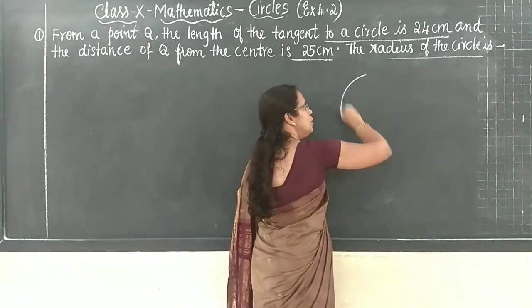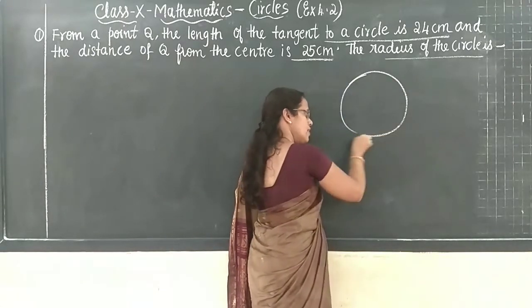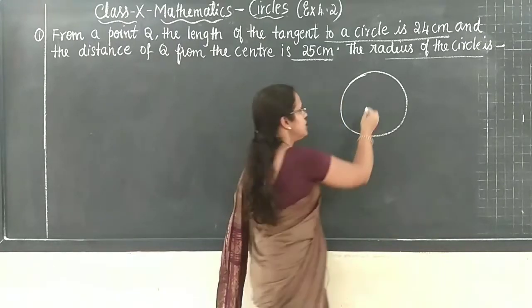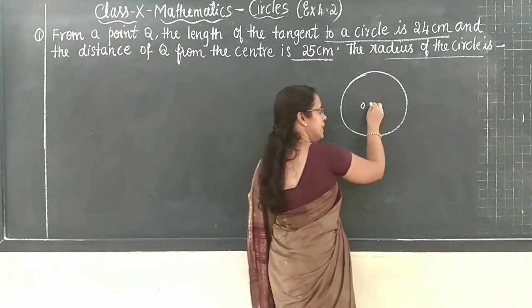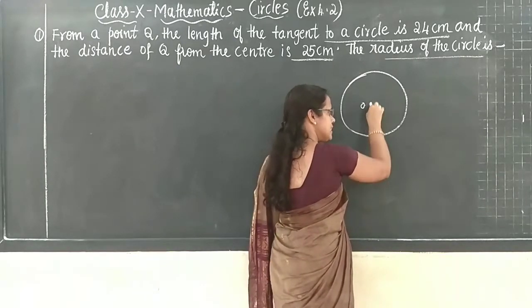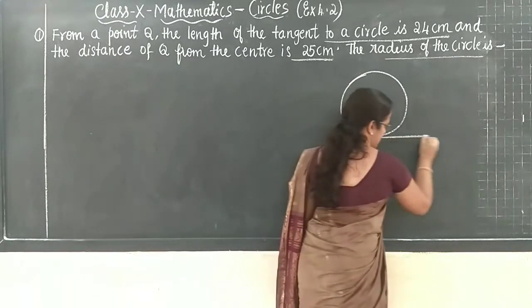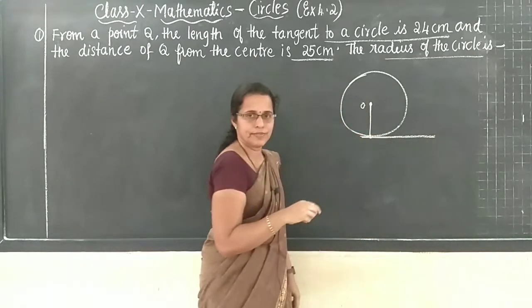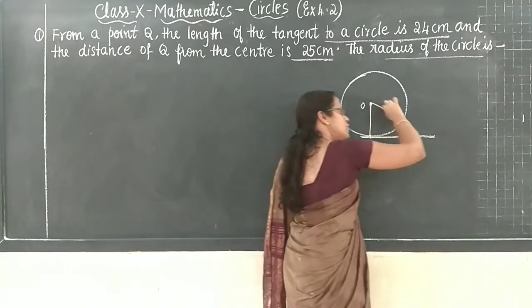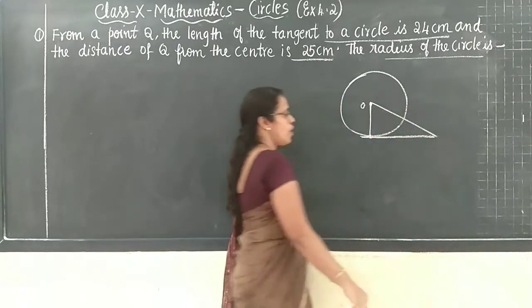So see here, draw one circle with center O. Now what happens here? This is the radius, right children? This is the tangent. The tangent touches the circle at one point. Then if I join this, what happens?